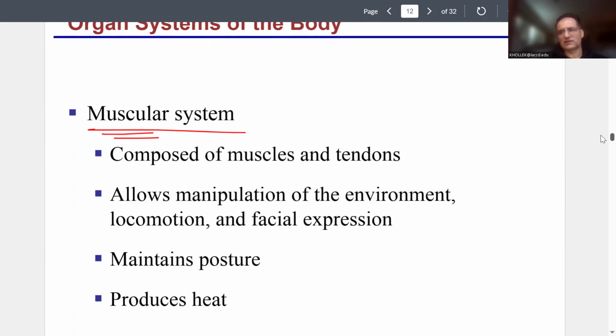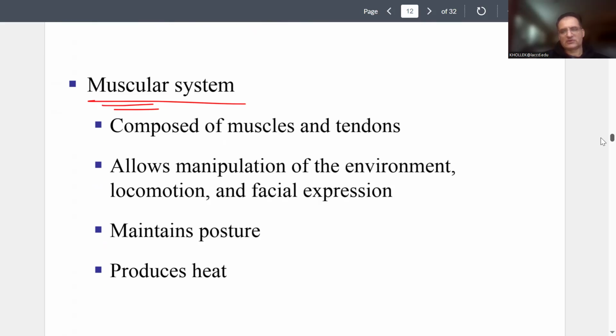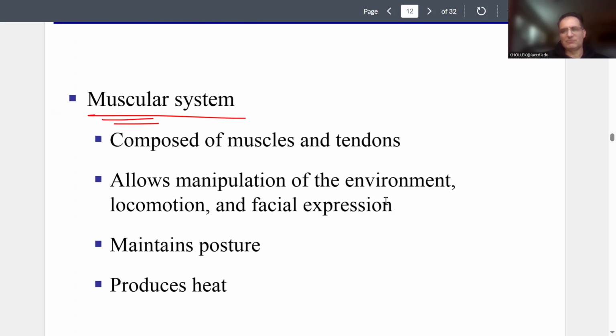We'll talk about skeletal muscle mostly, but you probably learned the three different types of muscles: in the heart, cardiovascular, and the smooth muscles in the digestive tract, for example, and the skeletal muscle that we have control over. So again, these are some of the activities or the jobs that they do, composed of the muscles and the tendons: allows manipulation of the environment, locomotion, facial expression. Anything that moves probably has muscles involved.